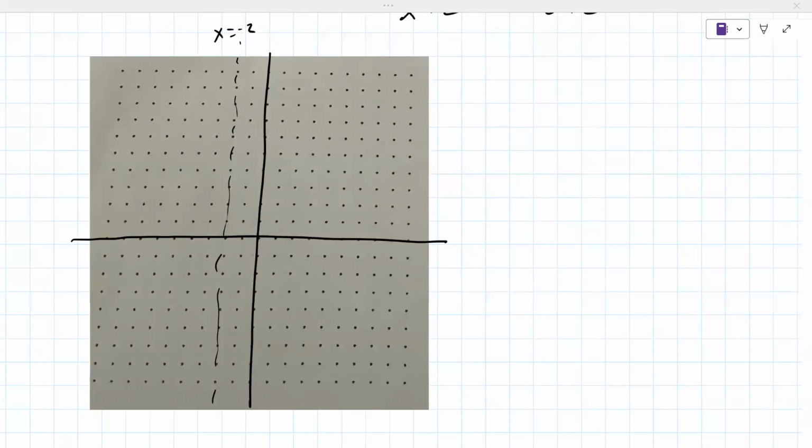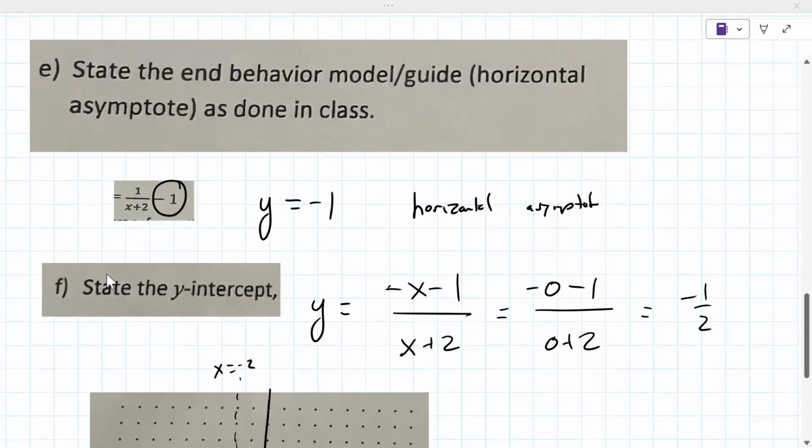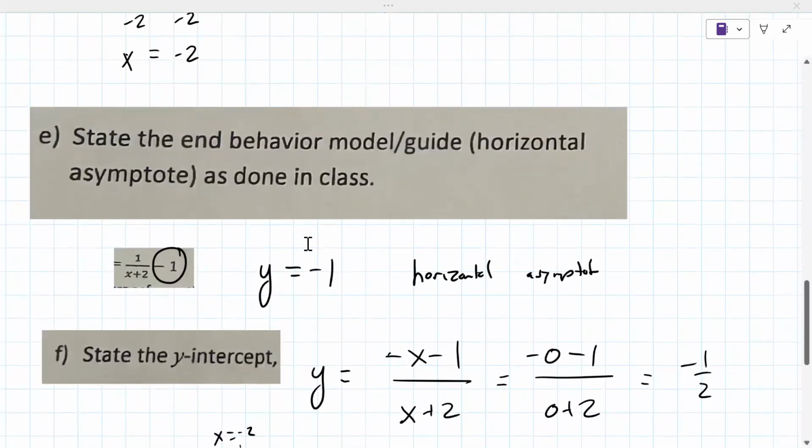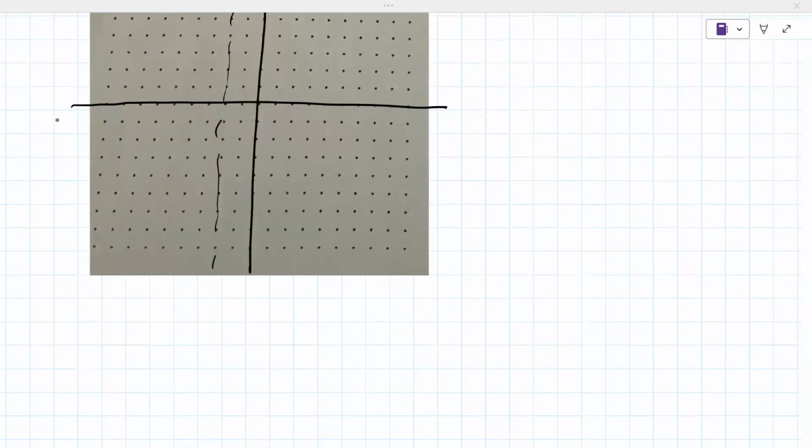What was the horizontal asymptote? Negative 1/2. That is not -1/2. Go back and look. There's the horizontal asymptote right there. Y equals negative 1. The y-intercept is -1/2. Wait, that is not the same. Hold on. Okay. Sorry about that. All right, so the horizontal asymptote equals -1.